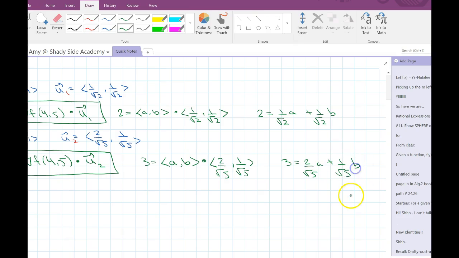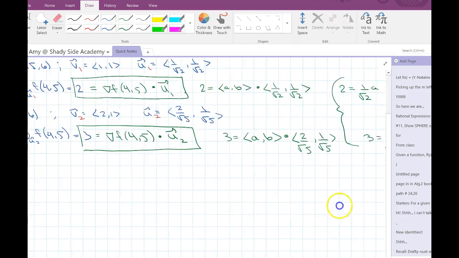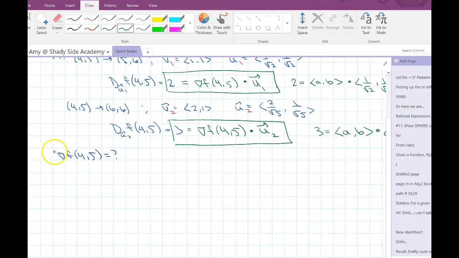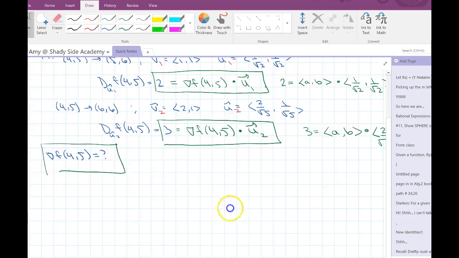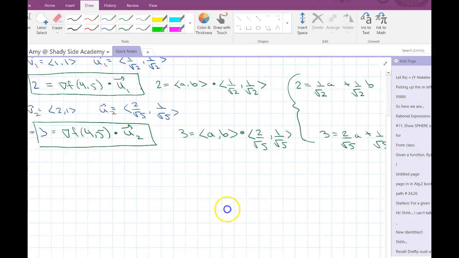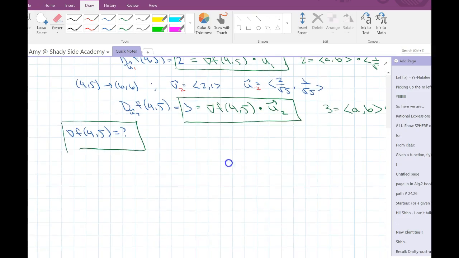Okay, and then all you do, boys and girls, is just solve this system of equations to solve for a and b. And once you've solved for a and b, you will have found del f at (4, 5). Okay, that algebra I do trust you can do on your own. All right, 80. What does 80 say?